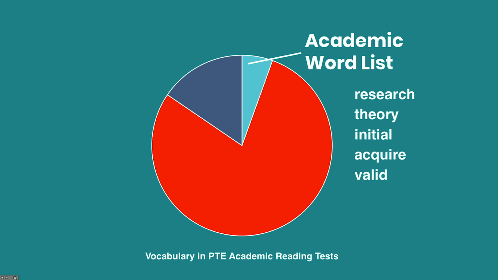Okay, and what's this academic word list? So this is a list of about 570 words that appear often in academic texts. So exactly the kind of text you're going to get in PTE. And again, these are fairly common words, things like research, theory, initial, acquire, valid. And knowing this list will help you get an extra, say, 5.5% of the text. Okay, cool.